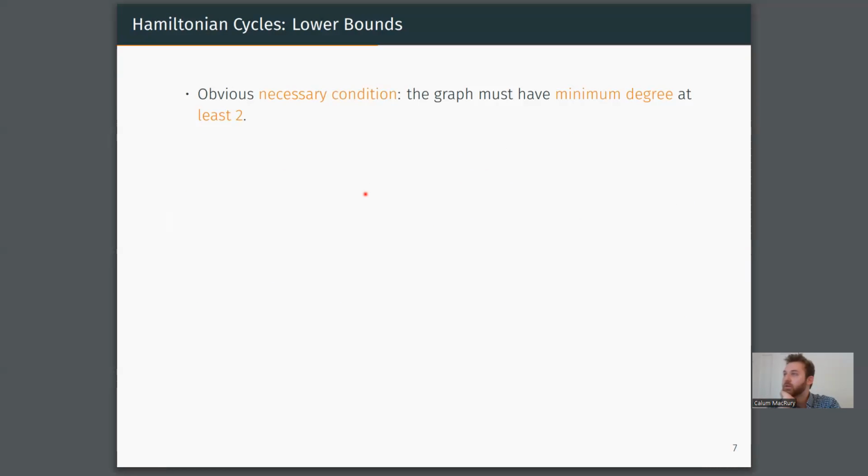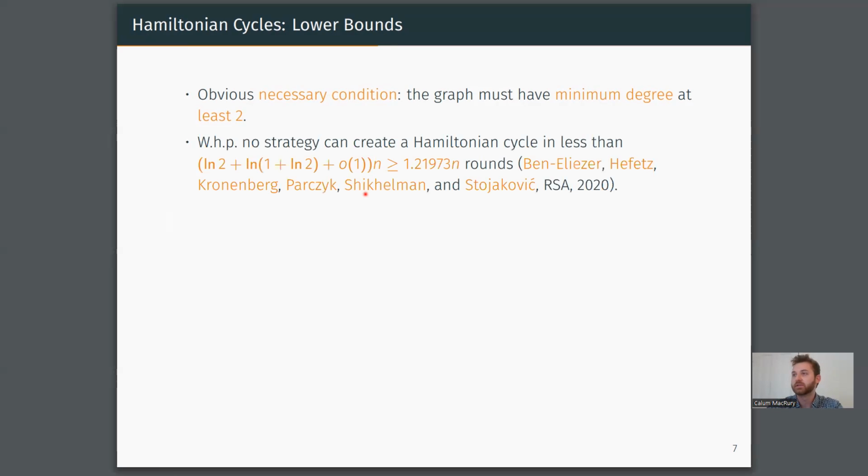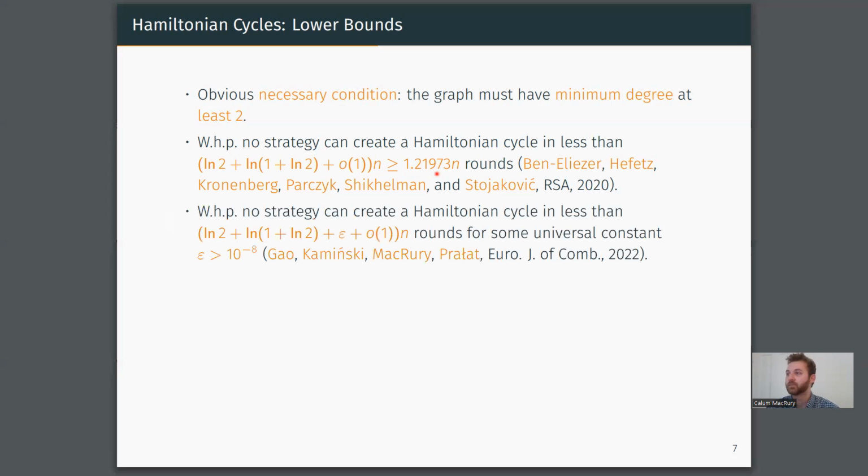Okay, so what's known regarding lower bounds? Well, a kind of obvious necessary condition is that the graph has to have minimum degree at least 2 to have a Hamiltonian cycle. On the other hand, it was shown that there's a strategy which creates a graph with minimum degree 2 in roughly 1.21 rounds. This is due to a paper in 2020. And so that immediately implies that 1.219 is a lower bound on our tau of Ham parameter.